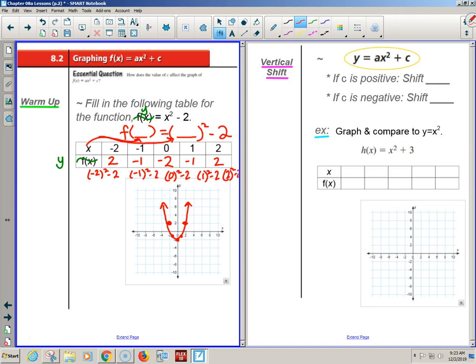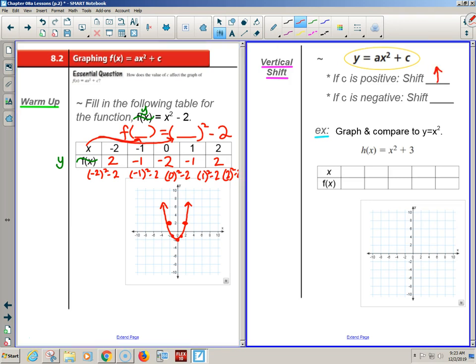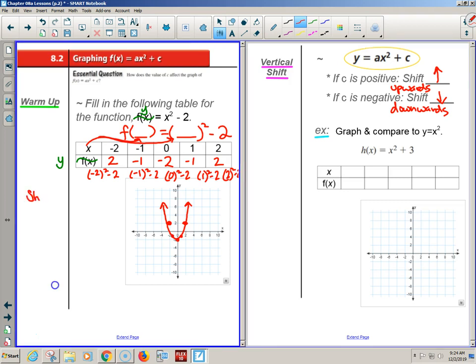So if this little number over here is a positive number, you're going to shift up. And if you have a negative number, you're going to shift down. You can also call it an upwards shift. You can also call it a downwards shift. And so what would be a proper way of explaining what just happened over here? Because I asked you guys, what changed? And I know it's hard because we haven't done parabolas for like a week and a half. But how we can explain it is there was a vertical shift.